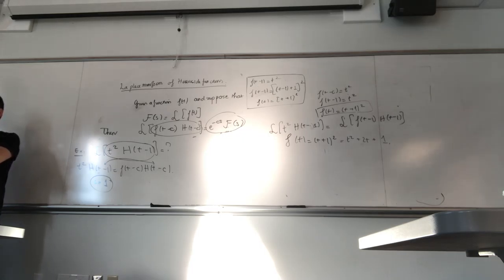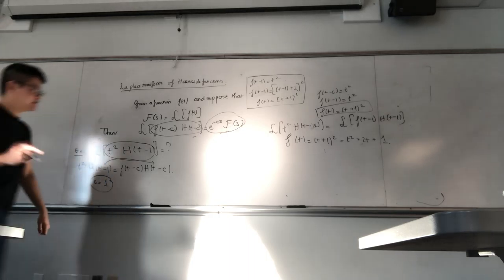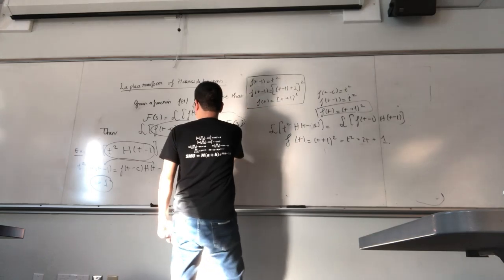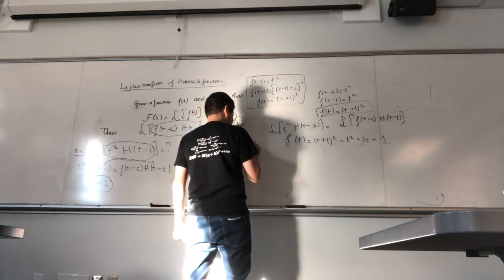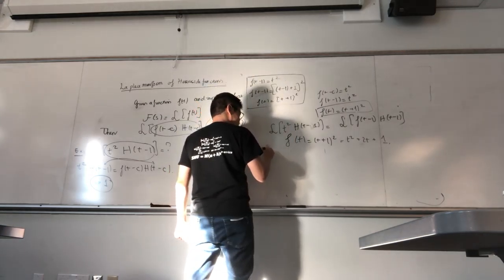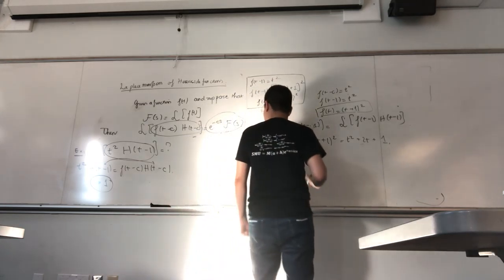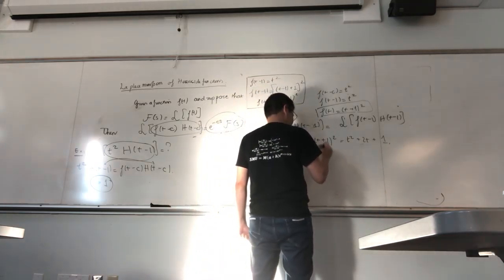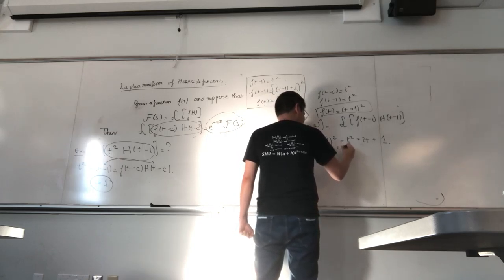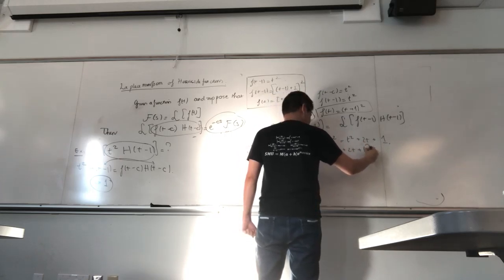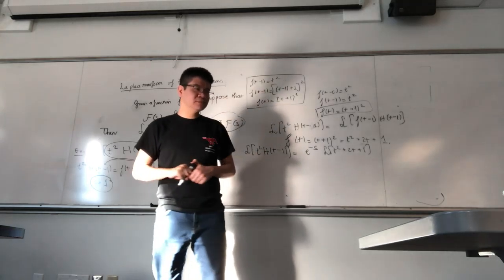So that would be e to the negative s times the Laplace transform of t squared plus 2t plus 1. So now I'm going to use this formula, right? So I have the Laplace transform of t squared times h of t minus 1 gives me e to the power minus s times the Laplace transform of t squared plus 2t plus 1.